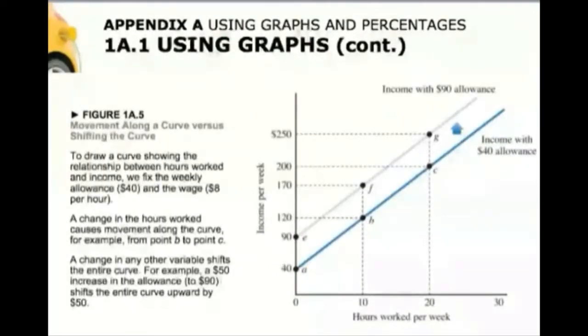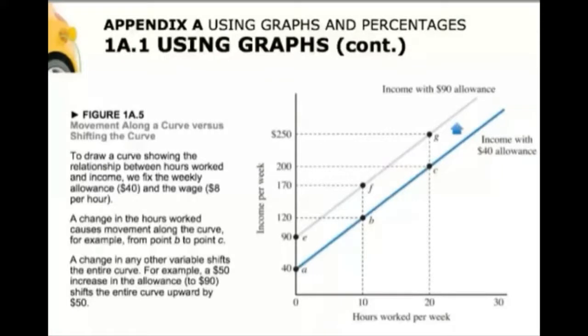Another thing we want to know about curves and graphs is what makes the curves shift versus what means a movement along a curve. Now there's a pretty simple rule of thumb when looking at this, and it's going to be very important for you to understand it and remember it as we move through the course. There are two variables in this graph. Everything else is held constant. Right? The hours worked per week and income per week. Those are the two variables that we're looking at when we look at this curve.